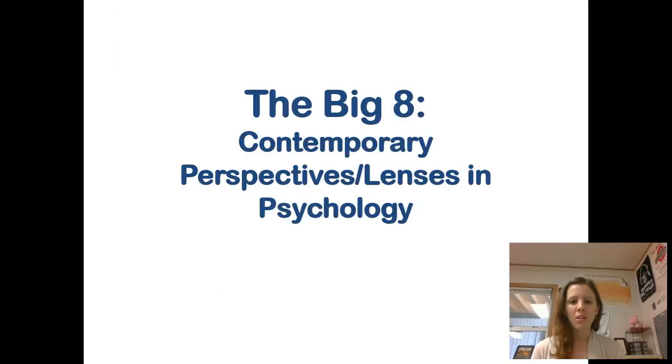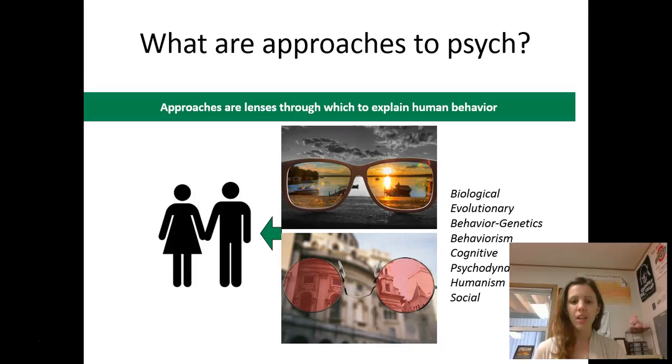So we're going to be looking at what we call the Big 8 contemporary perspectives or approaches to psychology. And you should have a graphic organizer that you picked up in class today. If you want to use that now, you can. So what are the approaches to psychology, or the perspectives, or the lenses? They are just 8 different ways, 8 different filters that you can use to look at behavior and mental processes.